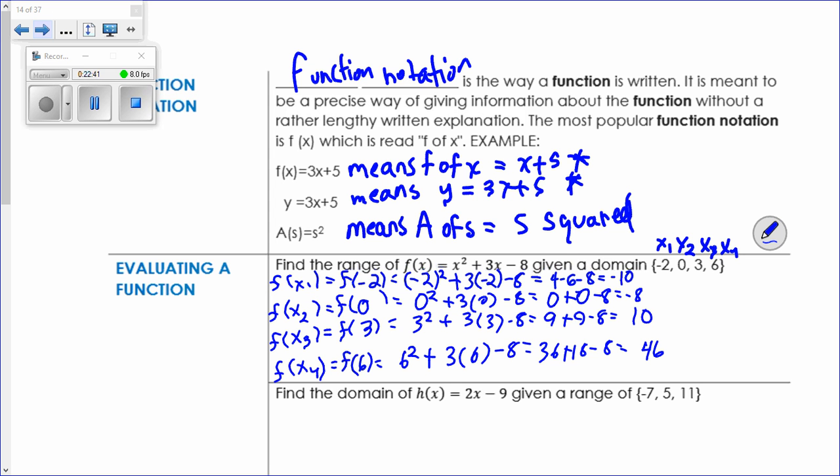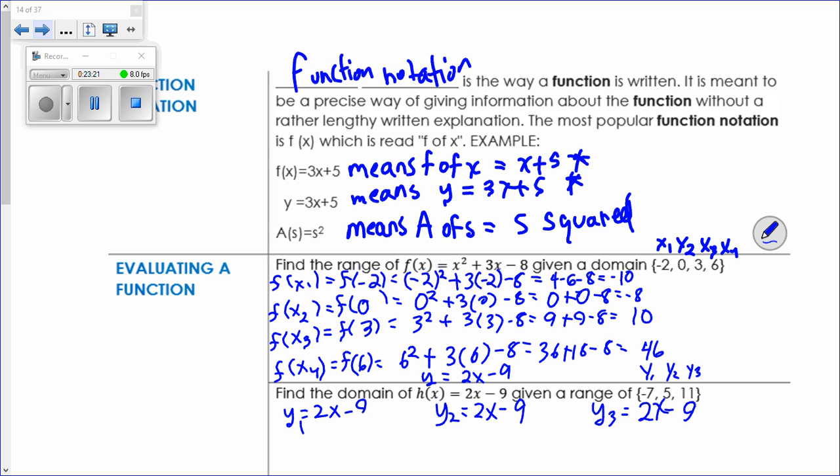Now for the next one, we're finding the domain of h of x, the x values, when h of x equals 2x minus 9, given a range of -7, 5, and 11. So we're plugging things in. This is y1, this is y2, this is y3. Basically, I'm replacing h of x with y, so y1 equals 2x minus 9, y2 equals 2x minus 9, and y3 equals 2x minus 9.